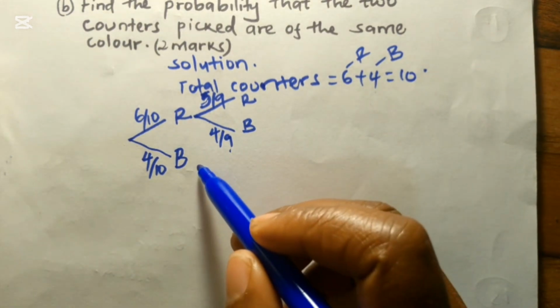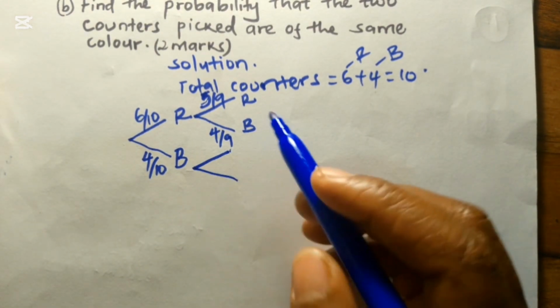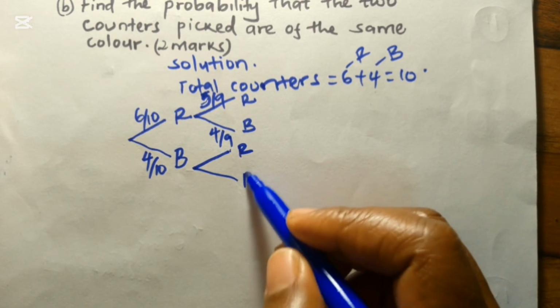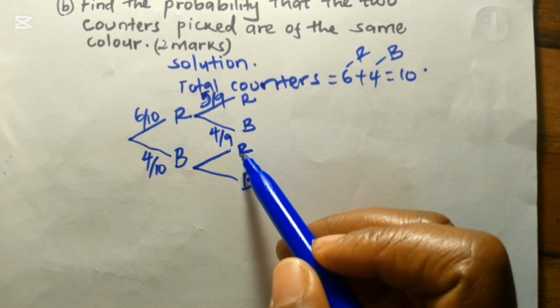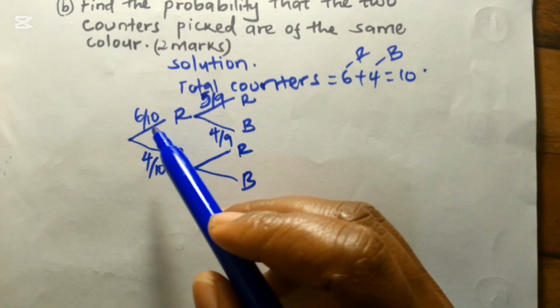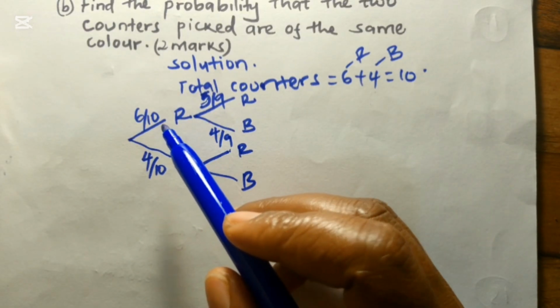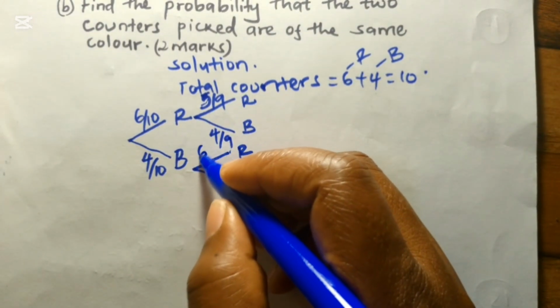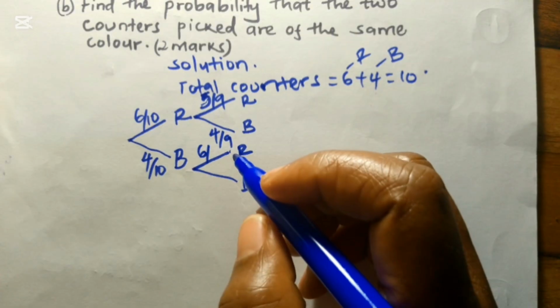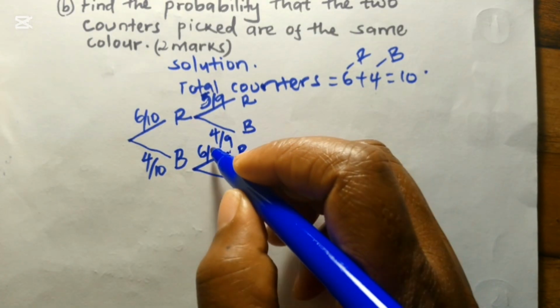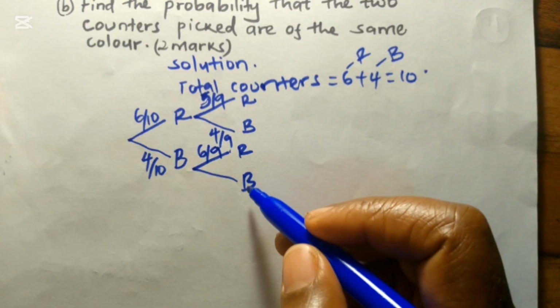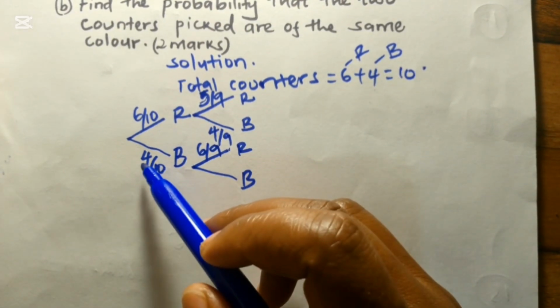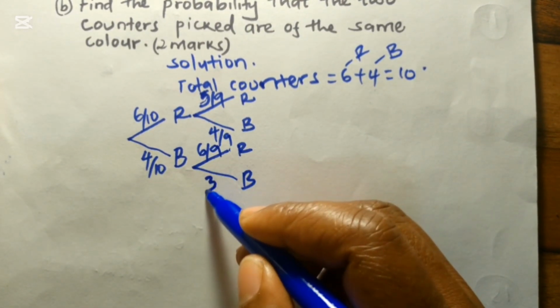So again here we have red, blue. So red is not picked here, so red remains to be 6. But remember that in the first case a counter was picked and there was no replacement, so out of 9. Now in this case we are picking blue and the blues were 4, so we are remaining with 3 out of 9.